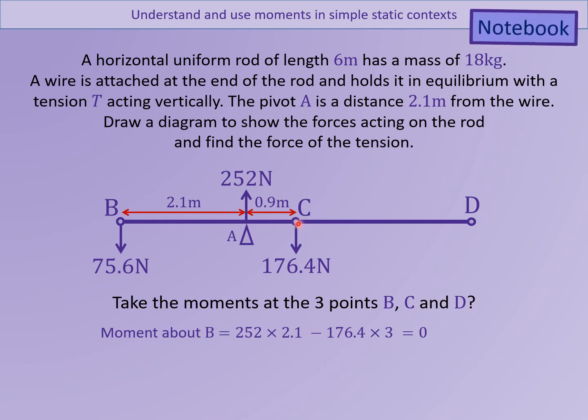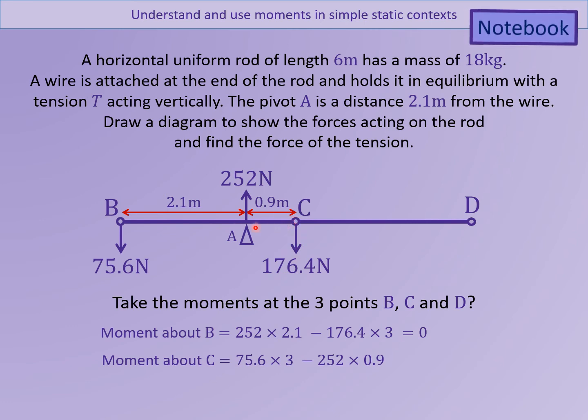Okay, so I'm taking my point from C. Now what's important about this bit is that I can ignore this value. Even if I didn't know what it was, I could ignore it completely, because there's no distance active from C. Being able to choose a pivot means that you can actually ignore certain values. So I've decided to do C, which means I can ignore the 176.4.